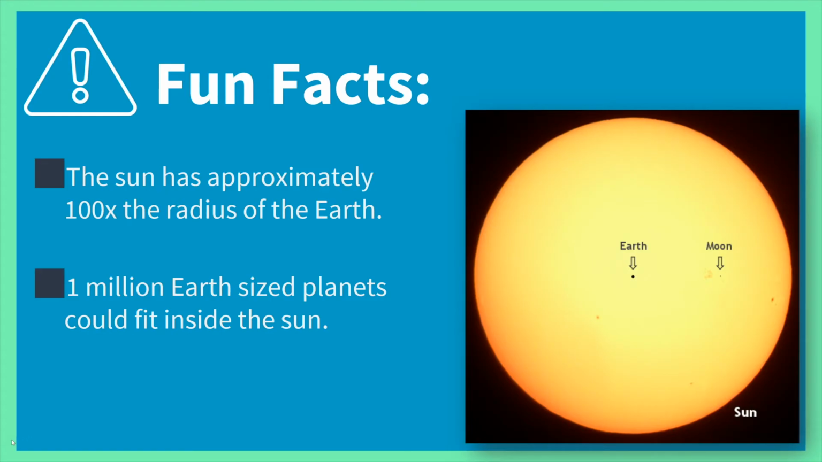A couple of fun facts, just to give you an idea of scale. The sun has approximately 100 times the radius of the Earth, so it's quite a lot bigger. And you can see in the image, sort of to scale, how big the Earth would be in comparison to the sun. In fact, if you had 1 million Earth-sized planets, you could fit them all in the sun. That's how big it is. So it is so much bigger than the Earth. It can be quite hard to get your head around it.